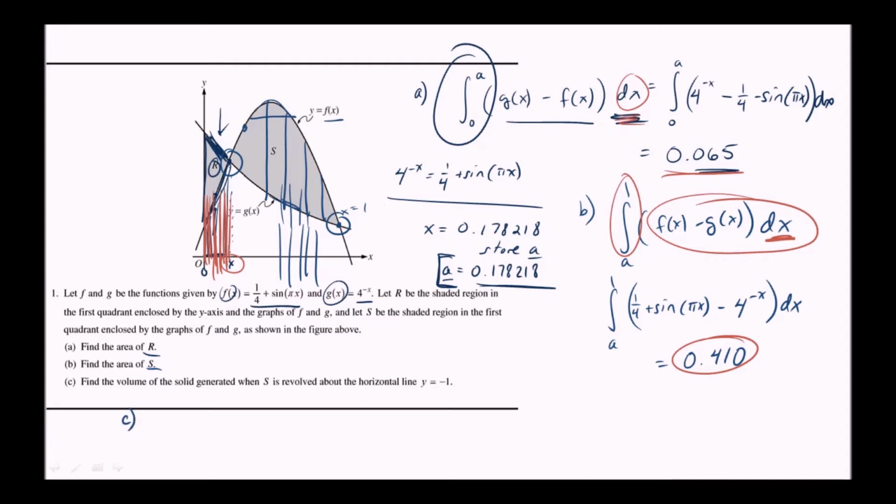For C, we want to find the volume of the solid generated when S is revolved about the horizontal line y equals -1. So if we draw this line at y equals -1, we know that S is revolved around y equals -1, like so. And so what's the best method in which we can calculate this volume? There are a number of methods possible, like shell, washer, disk, and we'll analyze all three to see which one would be most appropriate.